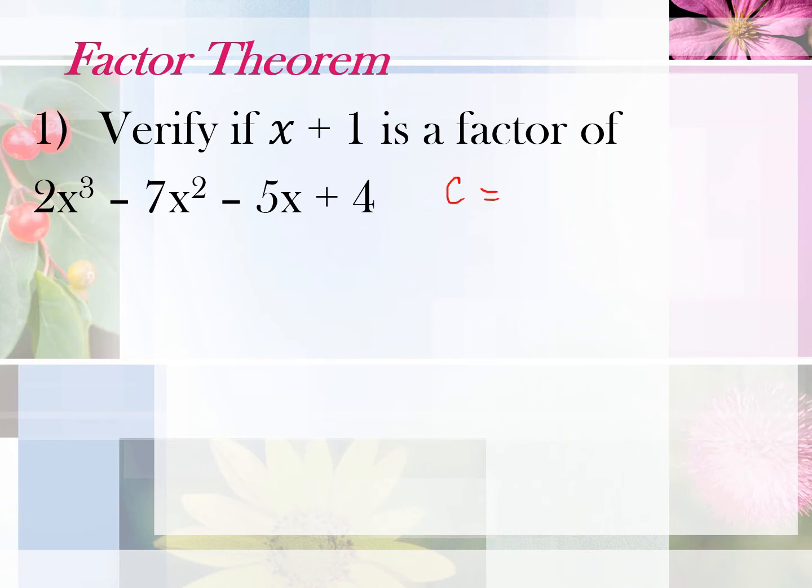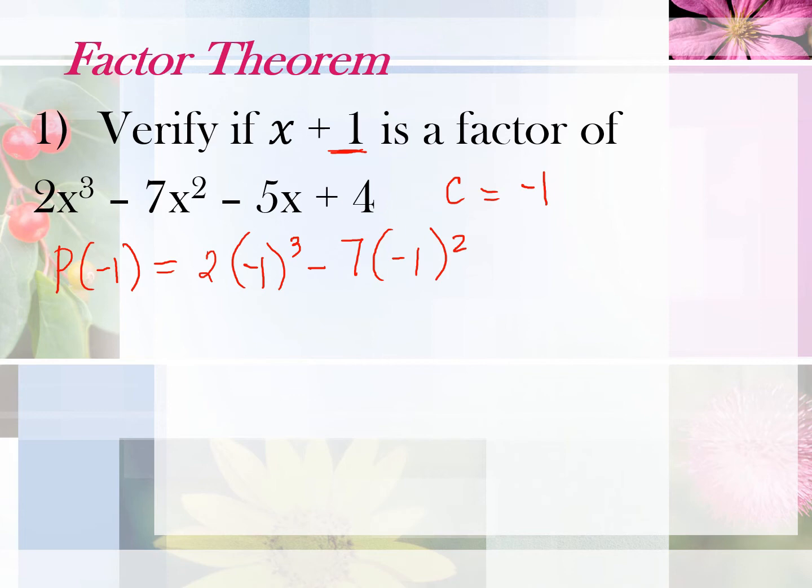So, again, yung value ng c natin dapat is negative 1 dahil yung additive inverse ng positive 1 natin ay negative 1. So, we need to solve for P of negative 1. And then, substitute natin yung negative 1 sa lahat ng x natin from the given function. And so we have 2 times negative 1 raised to 3 minus 7 times negative 1 raised to 2 minus 5 times negative 1 plus 4. And then simplify natin. Yung negative 1 raised to 3 ay magiging negative 1 since odd number yung ating exponent. And then, negative 1 raised to 2 is positive 1 since even na siya yung exponent natin.